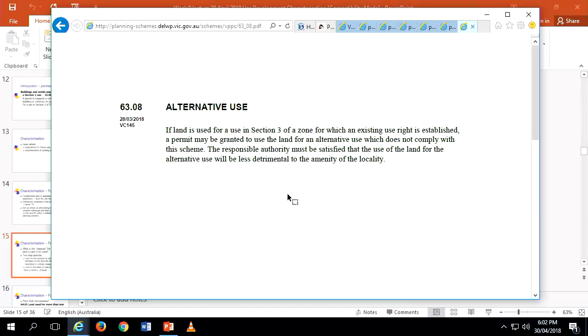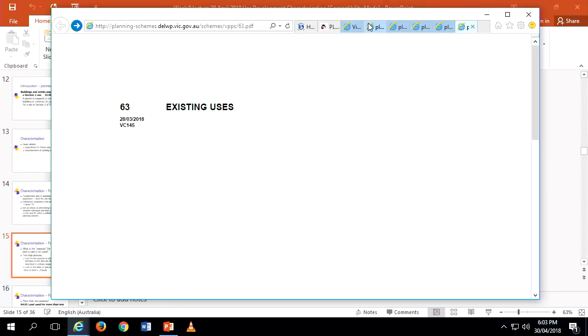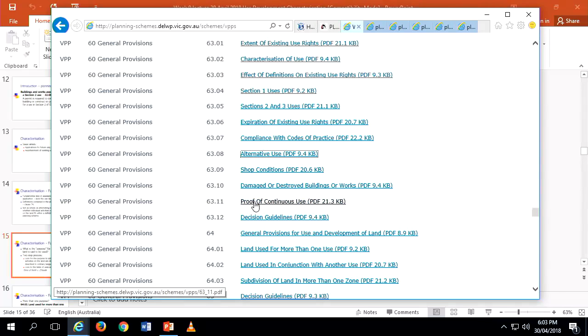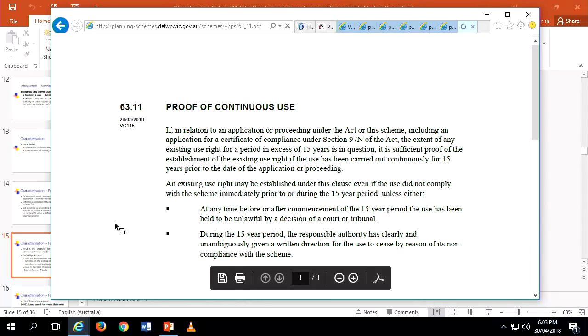Developers love this one. It's a bit of a trick not many people know about, because you can say, well, we're not going to have a factory anymore, we're going to have offices even though that's prohibited, but at least it won't have the same impacts on that lovely residential area. So that is another way of getting existing use rights. And proof of continuous use.